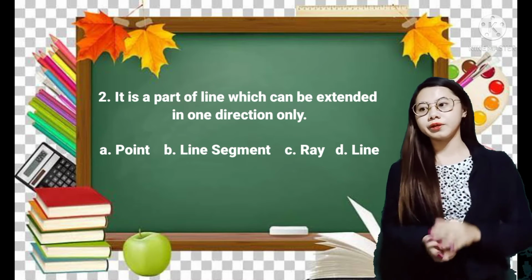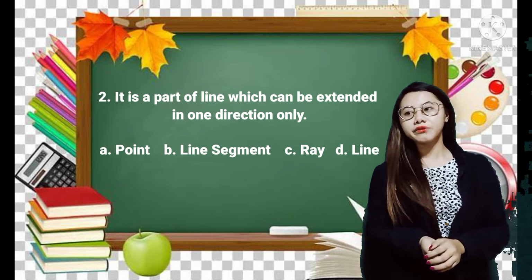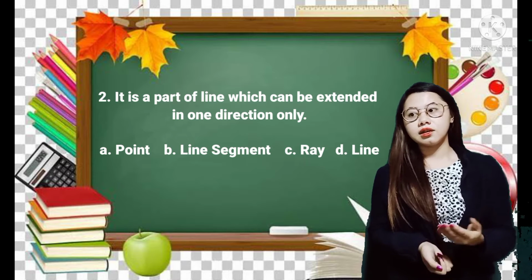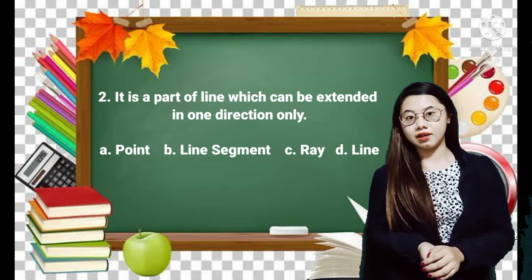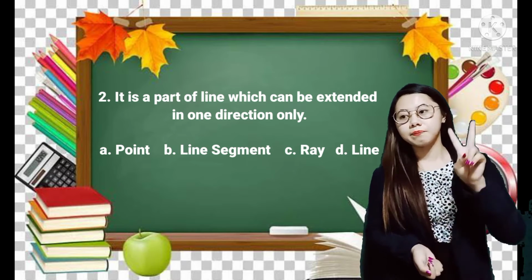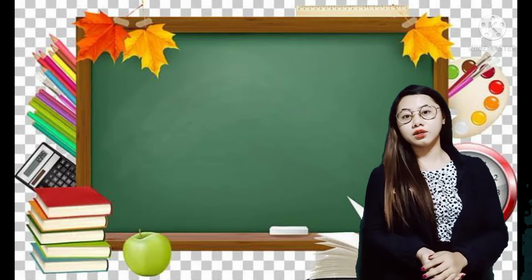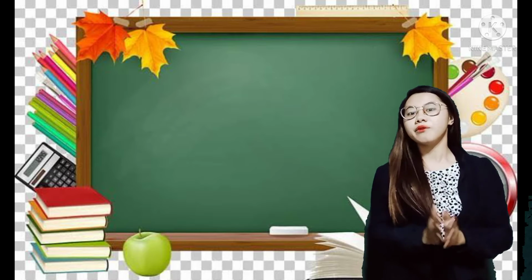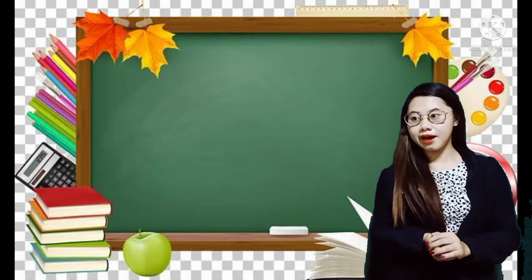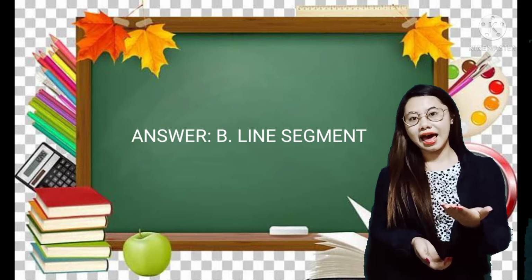Question number 2: it is part of a line which can be extended in one direction only. A is point, B is line segment, C is ray, D is line. Yes? Very good. Your answer was C, ray.